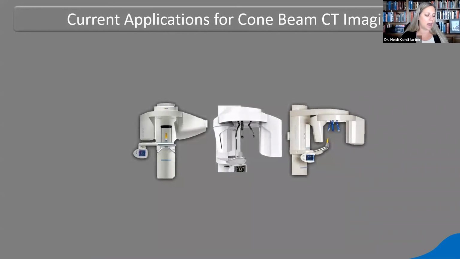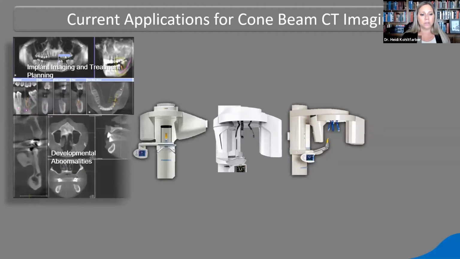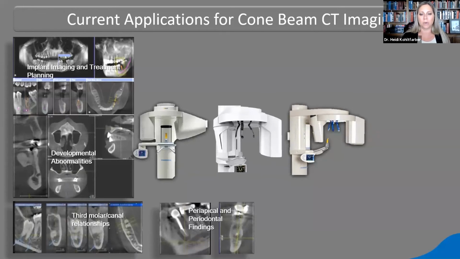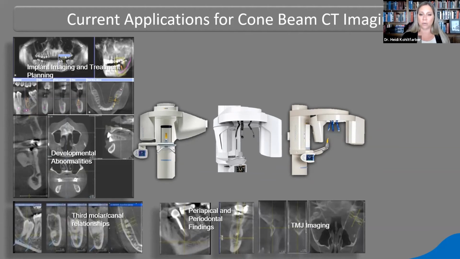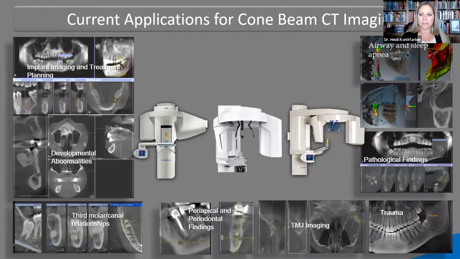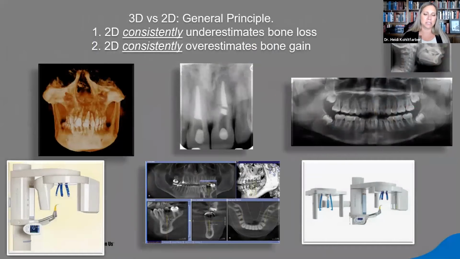All right, when we're talking about applications for CBCT, there's a host of different things we can use it for. But implant imaging and treatment planning is the number one reason that this technology was brought into dentistry. That's what we're going to talk about for the rest of the evening. But just so you know, you can also see developmental abnormalities, third molar and canal relationships, periapical and periodontal findings. It's great, of course, for temporomandibular joint imaging, trauma, any of our pathological findings, airway and sleep apnea applications, as well as orthodontic applications. But for today, we're pretty much going to talk about implants.